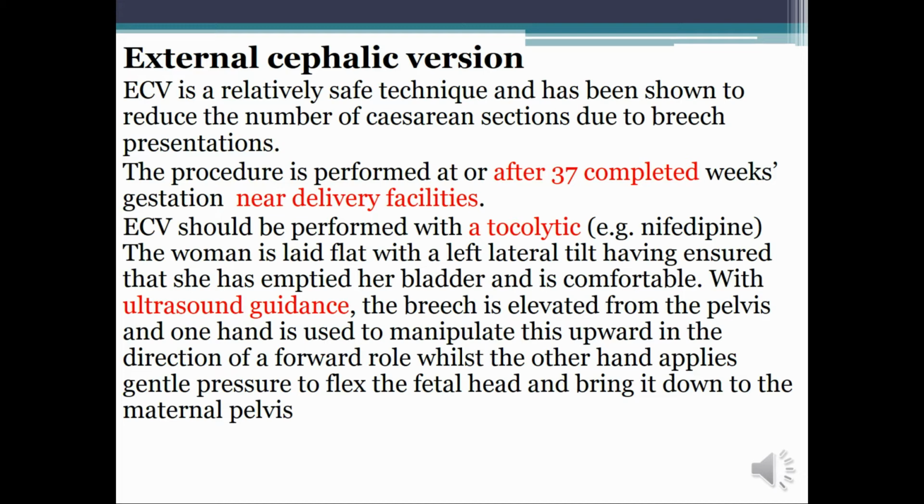The woman is laid flat with a left lateral tilt, having ensured that she has emptied her bladder and is comfortable, with ultrasound guidance. The breech is elevated from the pelvis, and one hand is used to manipulate this upward in the direction of a forward roll, while the other hand applies gentle pressure to flex the fetal head and bring it down to the maternal pelvis.